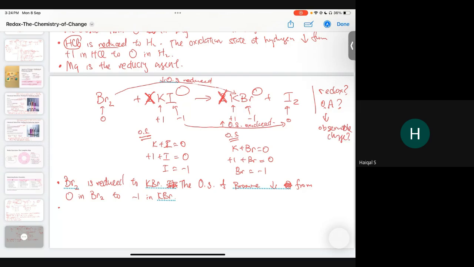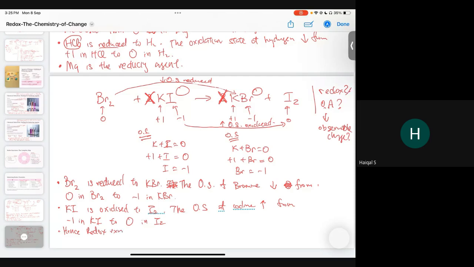Next one, I'm going to talk about oxidation. So KI is oxidized to I2. So the oxidation state of iodine increase from -1 in KI to 0 in I2. Okay, so this is hence a redox reaction. So I mentioned the first part already, so I'm done with the redox part.